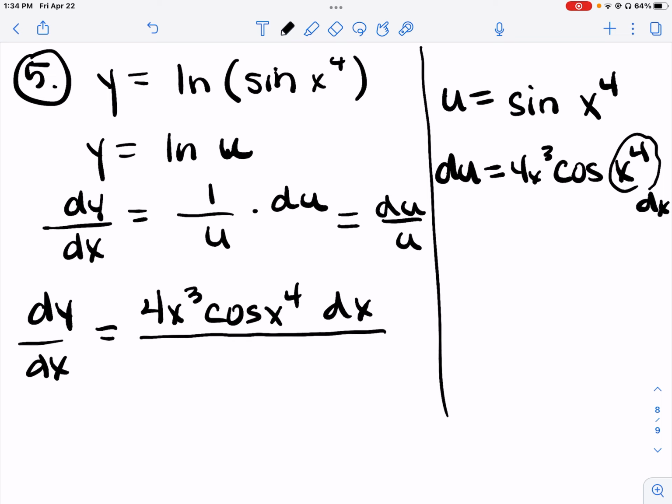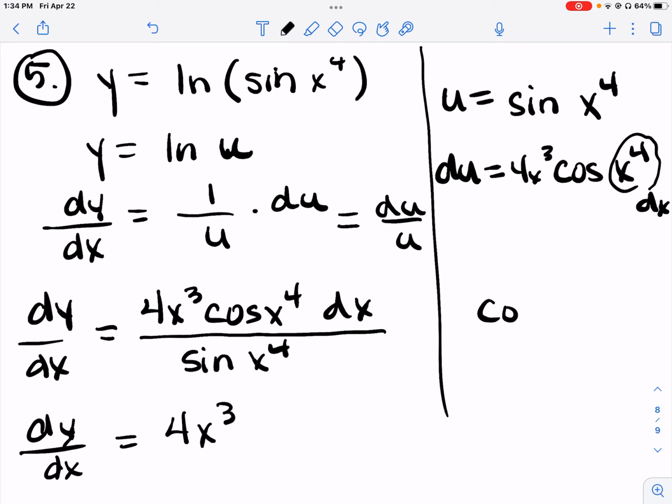U is sine. You have to know your trig identities. So this is 4x cubed. Cotangent is the cosine over sine. So this is cotangent of x to the 4th.